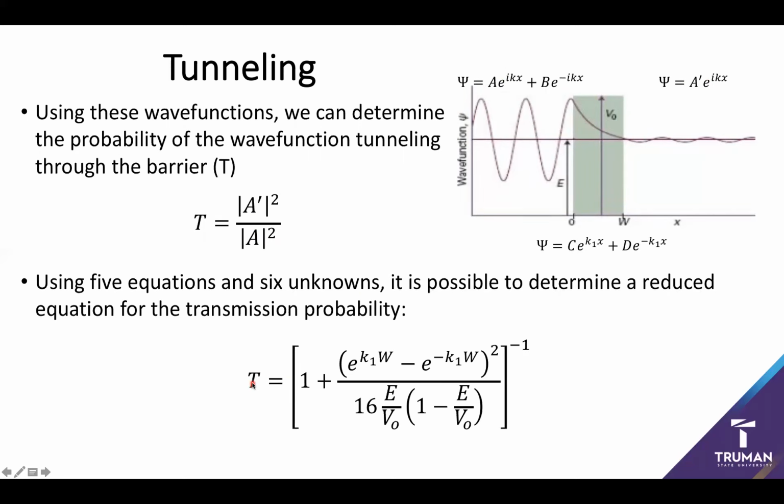for our transmission probability. Now we essentially have removed any sort of notation for the amplitudes, and all we're left with is an equation for the transmission probability in terms of the width of the barrier, as well as the energy of the particle and the height of the barrier. And using all of this, we can get at the actual likelihood of a particle escaping outside of a well.